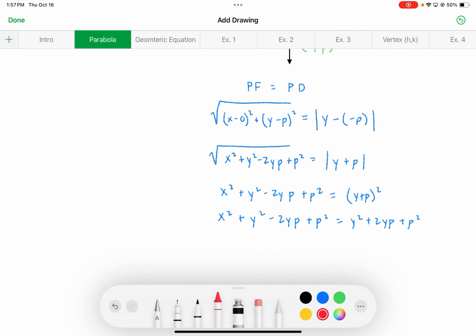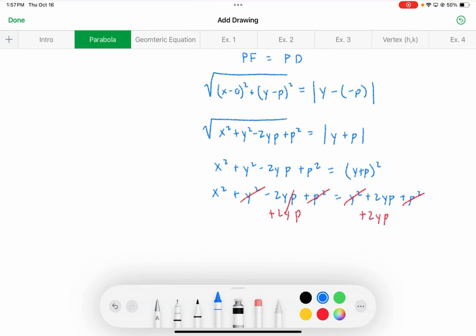Okay. Now, I'm seeing there's some terms that are going to cancel here from the left and the right side. What are they? The p squareds are gone, and the y squareds are gone. Okay, now how about I just add this 2yp over, and I'll end up with x squared equals 4yp.